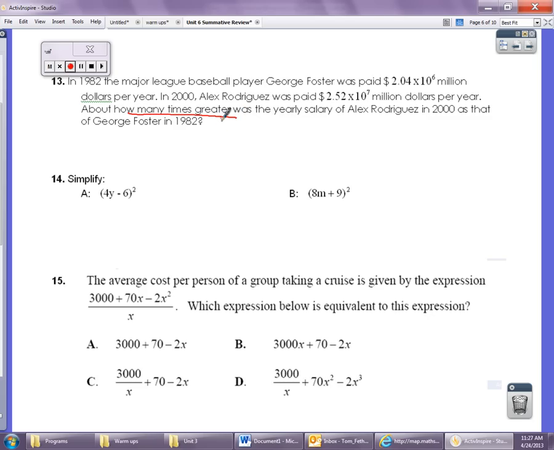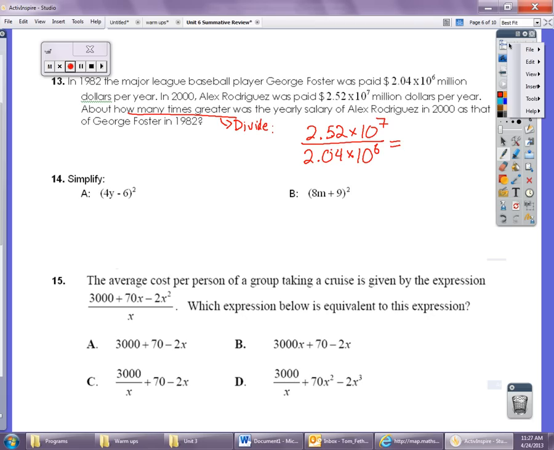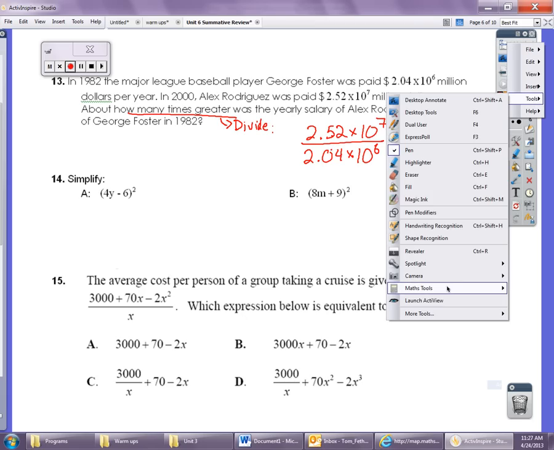Well, since it's how many times greater, we want to divide. So we want to take Alex Rodriguez, which is 2.52 times 10 to the 7th, and we want to divide that by 2.04 times 10 to the 6th. So the way we divide in scientific notation, we divide our two numbers. So let's just grab our calculator.